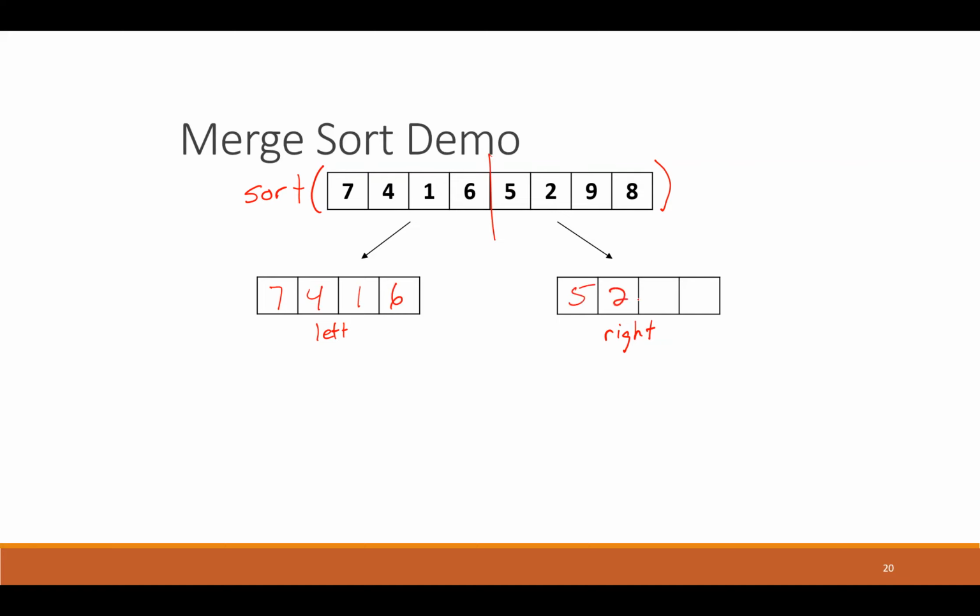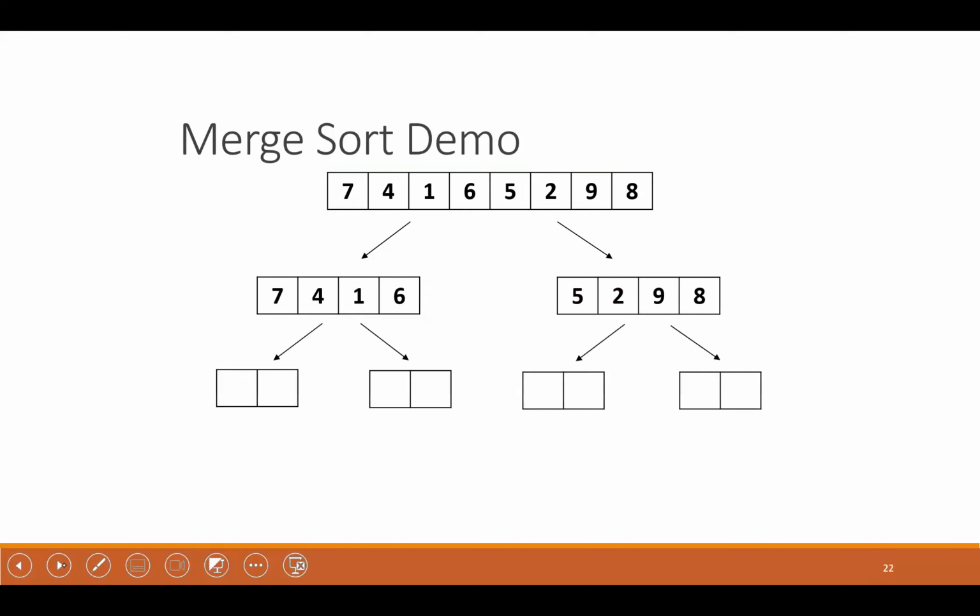And 5, 2, 9, 8. In a very straightforward manner, I don't reshuffle them or anything else. I just make straight up copies. And then from here, I call sort recursively on these lists. Okay, so there's my two lists. I call sort on left, sort on right.